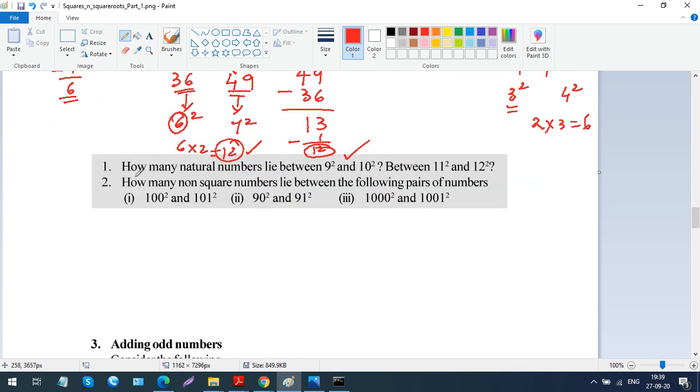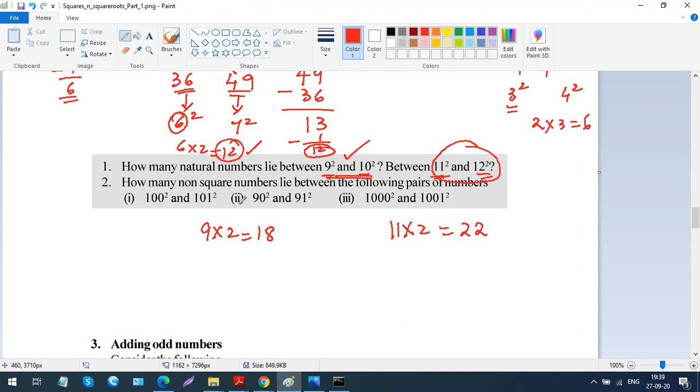Here they are asking, how many natural numbers lie between 9 square and 10 square? What will you do? You take the smaller number, which is 9, and multiply by 2. So 18 is the answer. Now come to the second one, 11 square and 12 square. 11 into 2, so 22 numbers lie between these two.